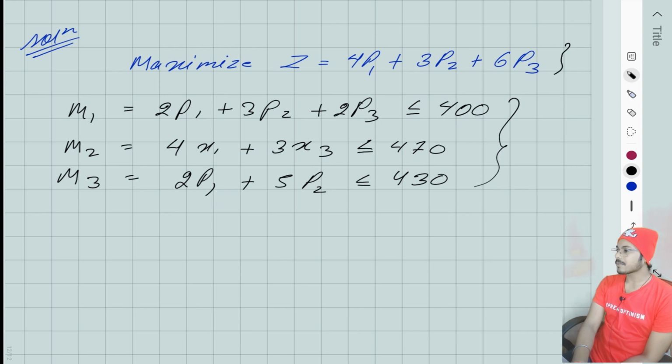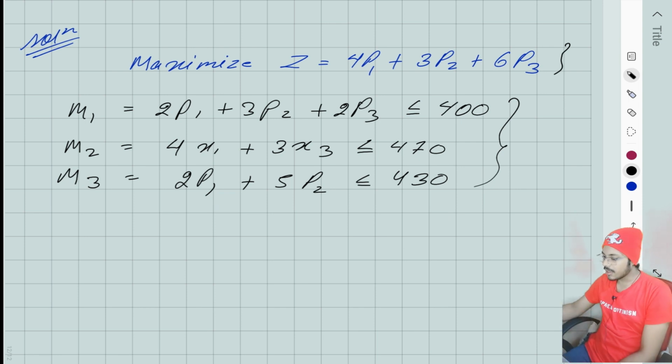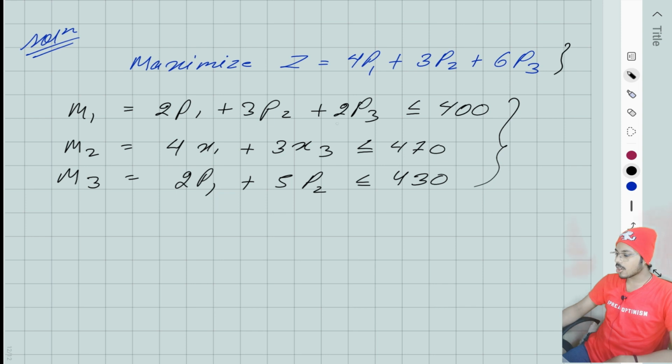And in the same way, we have formulated the constraints here. For M1, 2 apples, 3 oranges, 2 pineapples. For M2, how many apples have been used? 2 into P1, 3 into P2, and 2 into P3 apples have been used. How many oranges have been used? 4 into P1 oranges, 3 into P3 oranges. Total number of oranges used is 4 into P1, 3 into P3. And total number of pineapples used is 2 into P1 and 5 into P2.